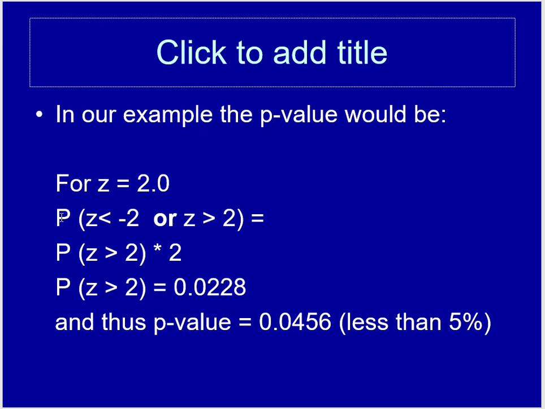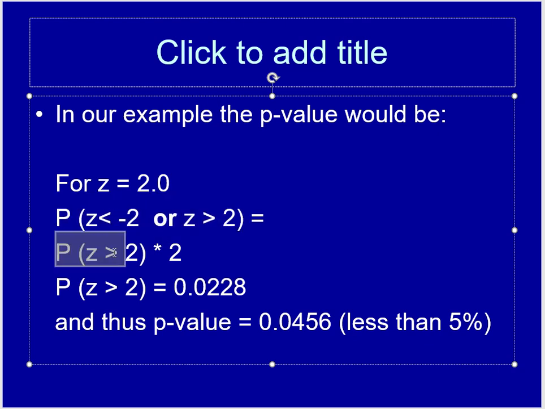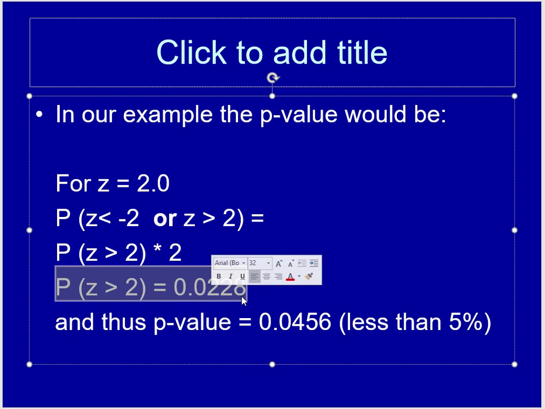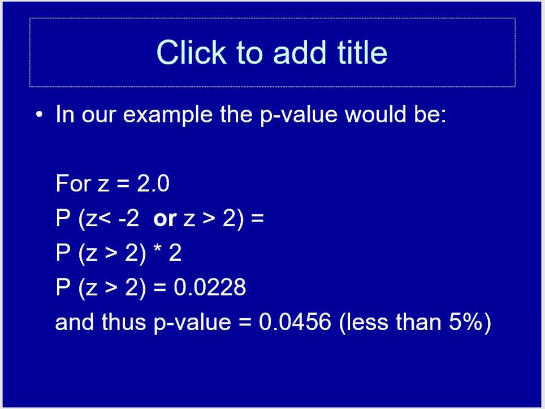So that translates into the P of Z greater than 2 or less than negative 2. As extreme as, you have to take both sides. Or you can just take the probability of Z greater than 2 and multiply it by 2. If you do that on your Z table, you're going to find that the area is 0.0228. Don't forget that you need to multiply it by 2. So you get an area of 0.0456. That is your p-value, so your p-value is 4.56%. It's still less than 5%.